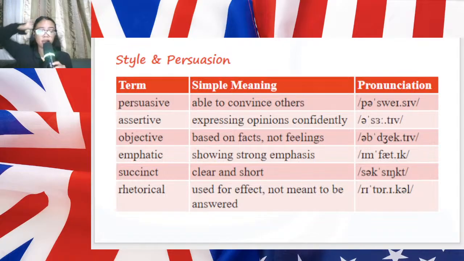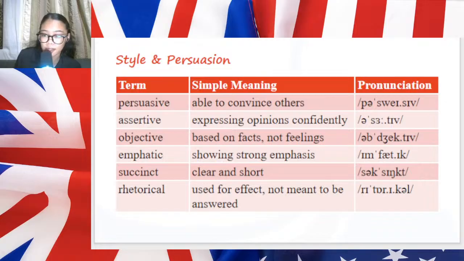It starts with a schwa sound, a weak and unstressed vowel sound. Next is sert, which is a stressed syllable. And then followed by tiv, which is the last syllable of the word. It has a short e vowel sound. So all in all, we say assertive. Next is objective.